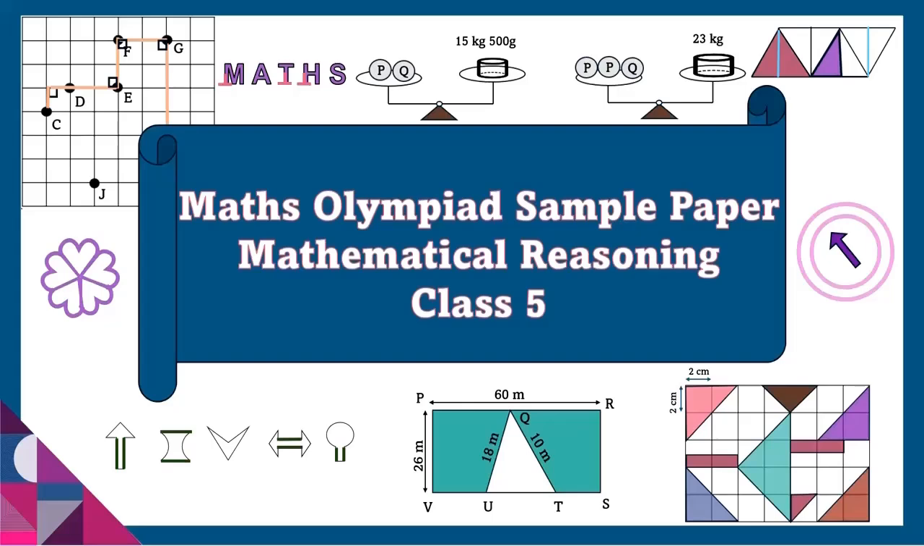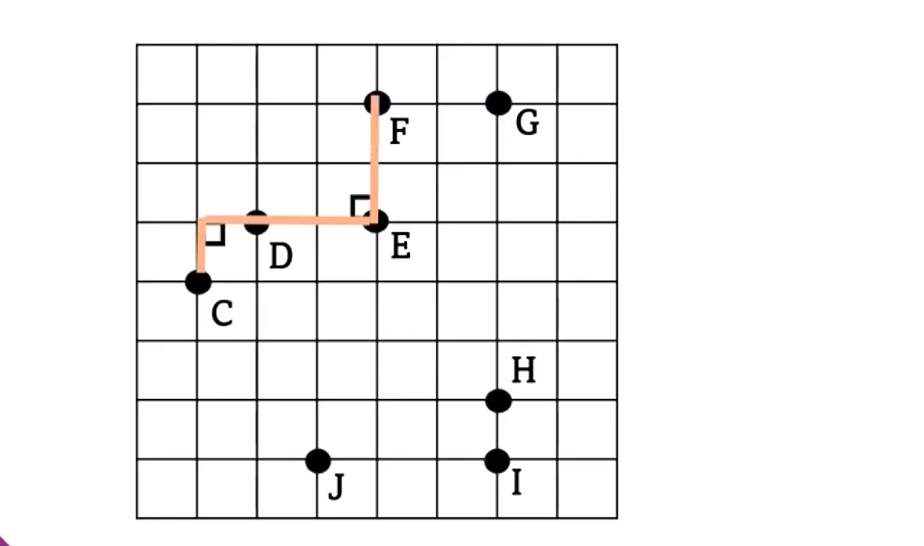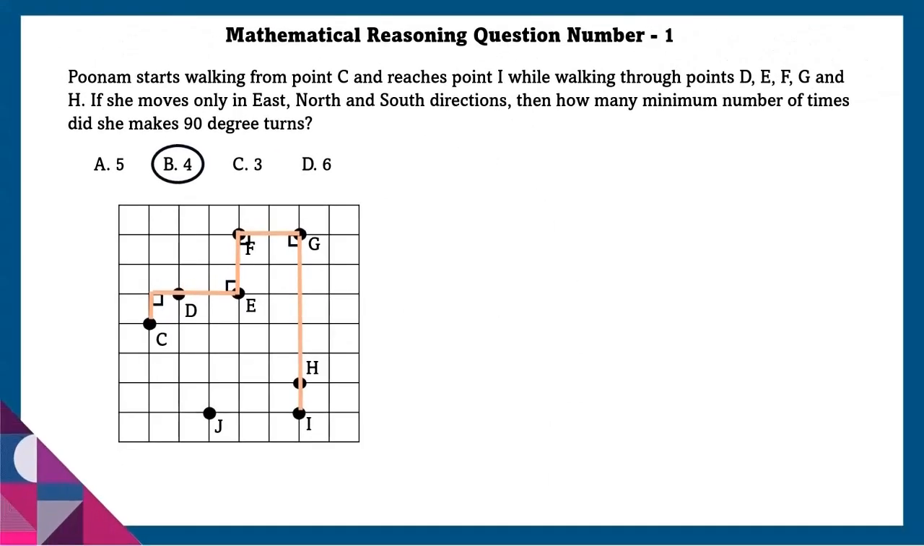Today we're doing Maths Olympiad Sample Paper Class 5. Mathematical Reasoning question number 1. Poonam starts walking from point C and reaches point I while walking through points D, E, F, G and H. If she moves only in east, north and south directions, then what is the minimum number of 90-degree turns she made? Let us see where she will make a 90-degree turn. First C to D, then E to F, then F to G, G to H. So she will make 4 90-degree turns going from C to I.